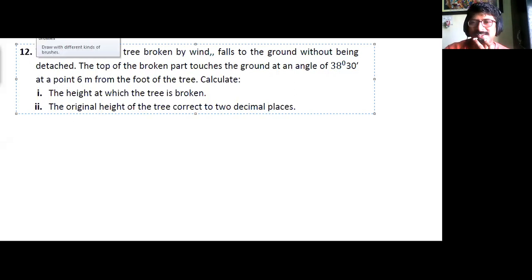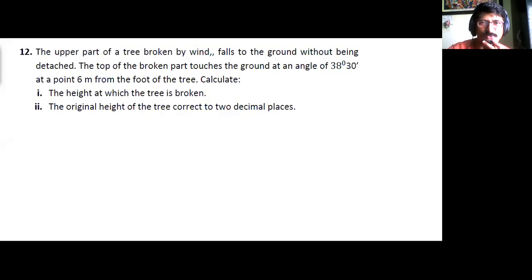Okay, I hope you finished the previous one, and now it's the new question right in front of you on the screen. The upper part of a tree broken by wind falls to the ground without being detached. The top of the broken part touches the ground at an angle of 30 degrees and 30 minutes at a point 6 meters from the foot of the tree. Calculate two things. Okay, let's draw the diagram, one second.